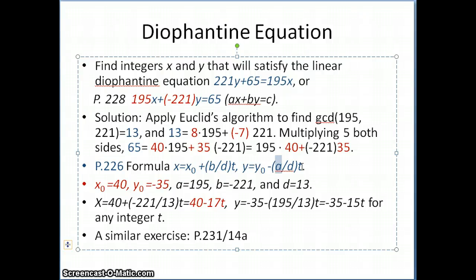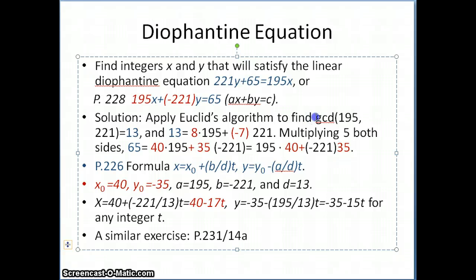Whenever we plug in an integer, we get one solution. Because there are infinitely many solutions, we have infinite solutions for x and y. So first of all, we want to find x0 and y0. How do we find them? We're going to apply Euclid's algorithm to find the greatest common divisor first.